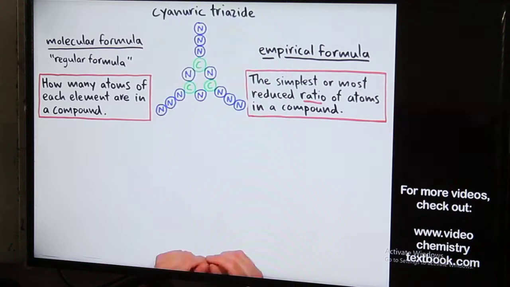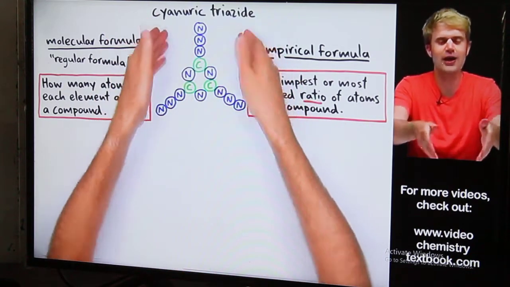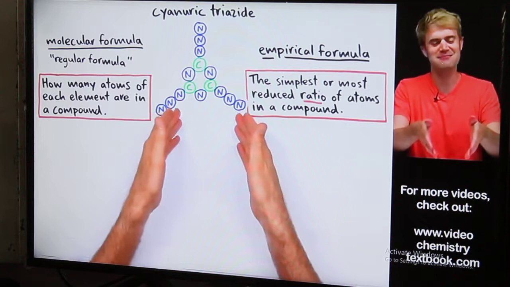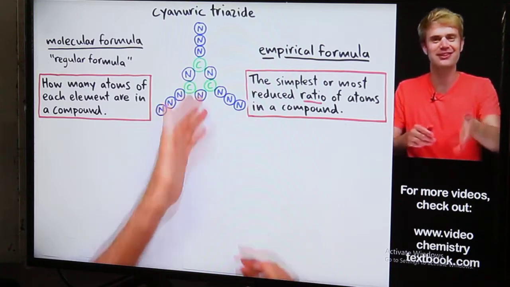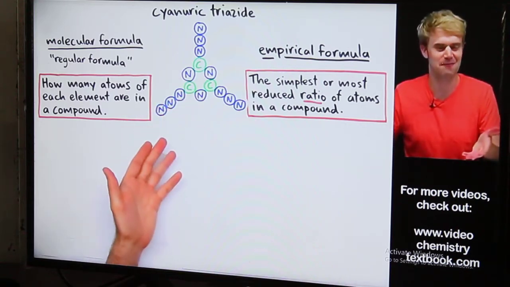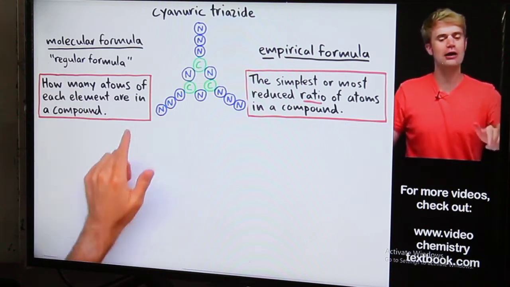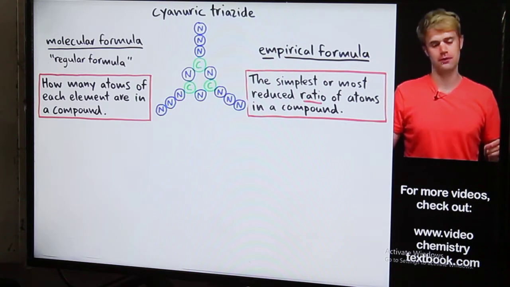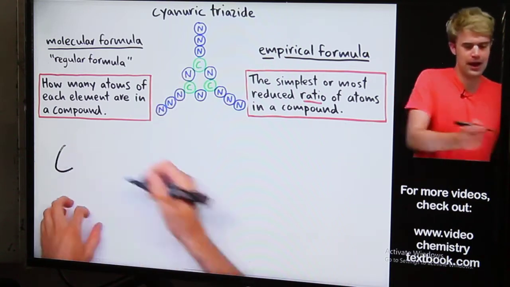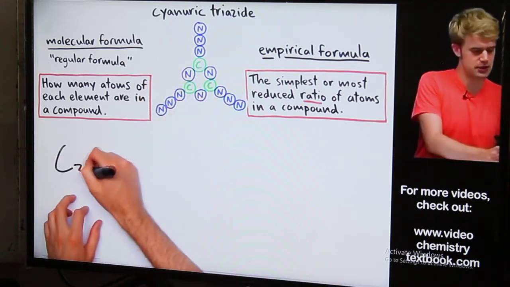Let's look at another. Here's a molecule of the compound cyanuric triazide. I think this molecule has a really cool shape. It looks like something out of Star Trek or something. So for the molecular formula, how many atoms of each element do we have here in this compound? We've got carbon, and we have 1, 2, 3 of them, so C3.